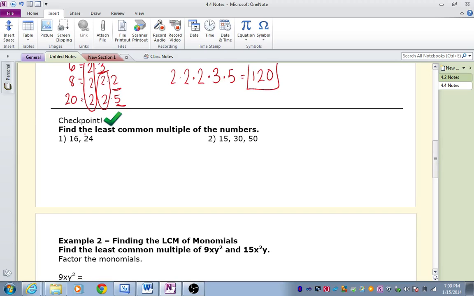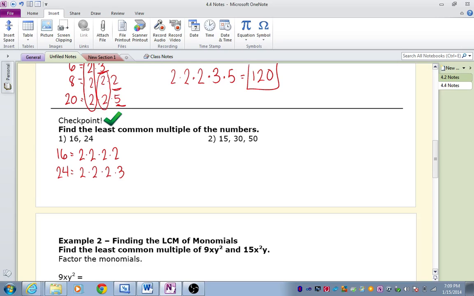Okay, to find the LCM of 16 and 24, we're going to prime factor. 16 is 2 times 2 times 2 times 2. And 24 would be 2 times 12. 12 is 2 times 6, and 6 is 2 times 3.